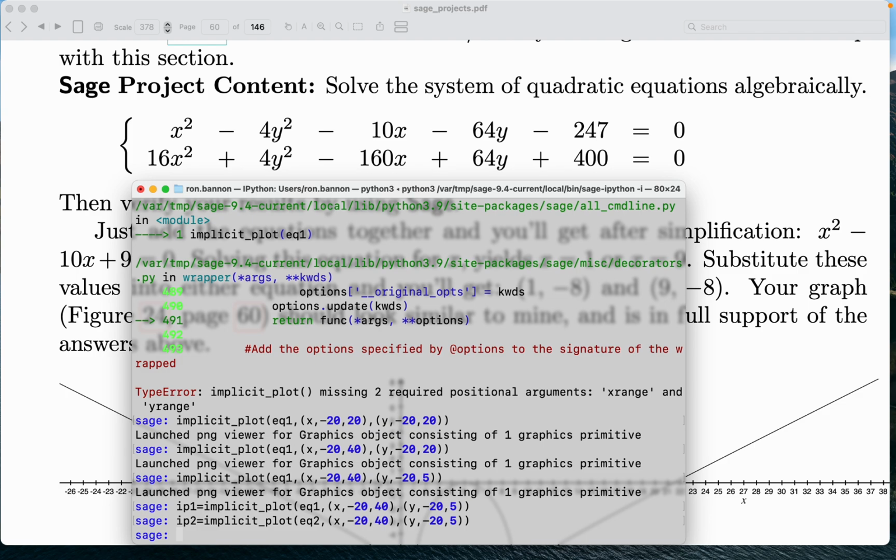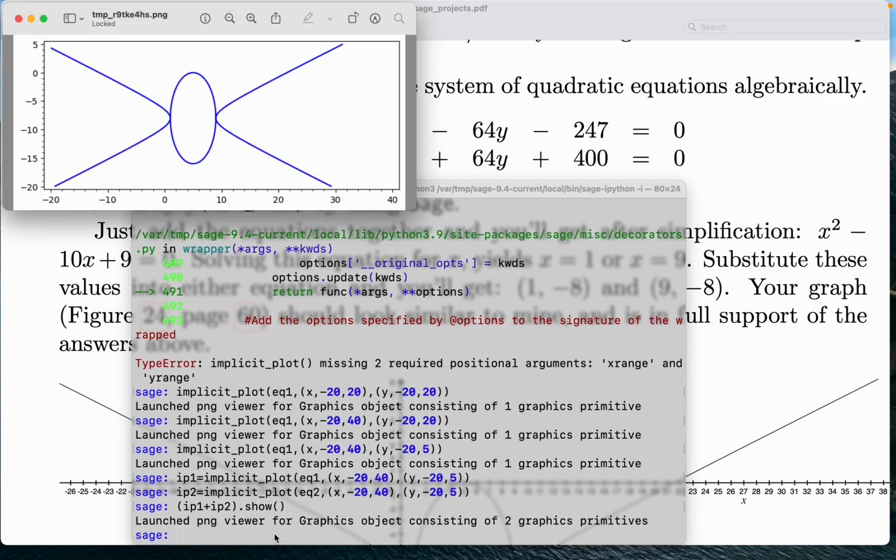I want to add those images together and show it. So I'm going to do IP1 plus IP2 dot show. Let's see what happens. I'm getting it. Now someone says, what are you getting? I'm getting a picture of an ellipse and a hyperbola. So if you look at it, I know there's points of intersection, at least there appears to be points of intersection.